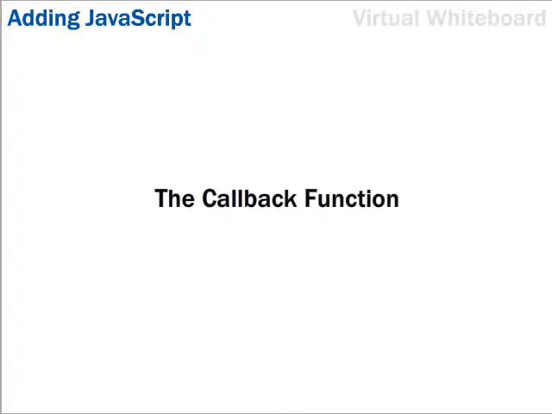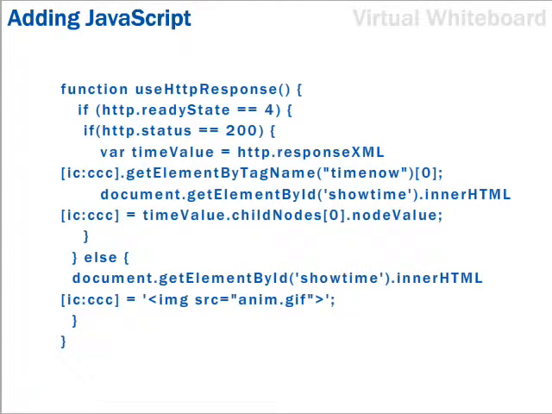We will use the callback function to extract this time information and display it in the div container of the HTML page. Here is the code for the callback function useHTTPResponse. Here we have used the getElementByTagName method, this time to select the timeNow element of the XML data, which we have stored in a variable timeValue. In this case, we want to use the information to update the contents of an element in the HTML page.